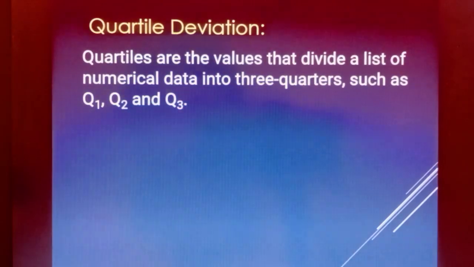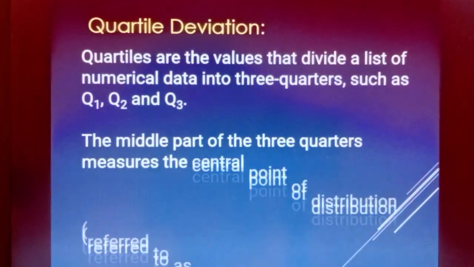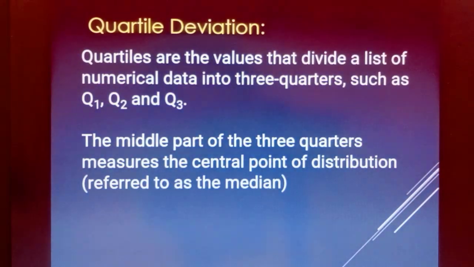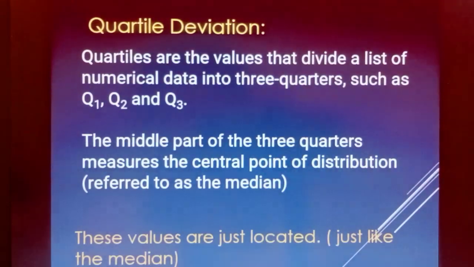Quartile deviation. Quartiles are the values that divide a list of numerical data into 3 quarters, such as Q1, Q2, and Q3. The middle part of the 3 quarters measures the central point of distribution. Actually, it is the median. These values are just located after being sorted out, chronologically. So, just like the median, the quarter 1 will be located just like locating the median.